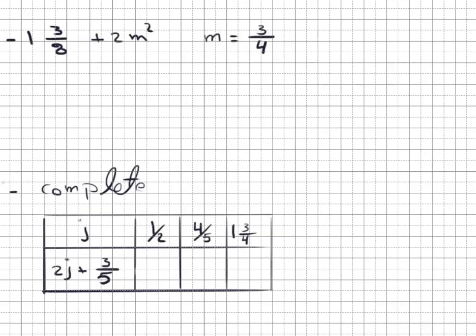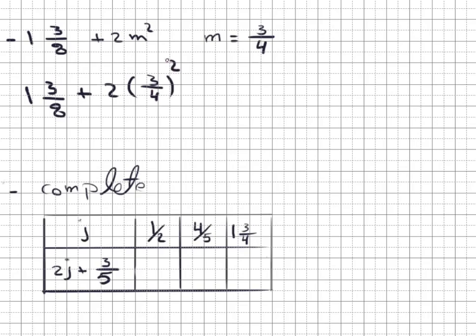If we have another one here, 1 and 3 over 8 plus 2m square with m equals 3 over 4. We will substitute using the same way. 1 and 3 over 8 plus 2, and here we have m exponent 2 or m square. We will write the m 3 over 4 and don't forget the square.